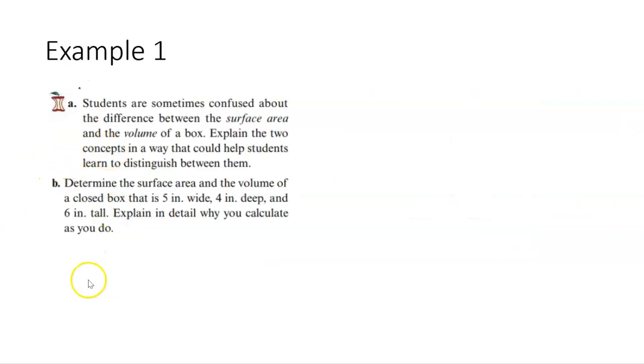Students are sometimes confused about the difference between surface area and the volume of a box. Explain the two concepts in a way that could help students learn the difference. When we talk about surface area, we're talking about the surface or the exterior. And when we talk about volume, we're talking about the interior or the inside. Explaining to students with imagery, with boxes, labeling, or using nets can help them distinguish the two.